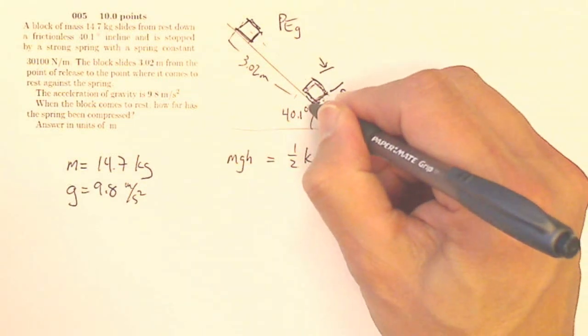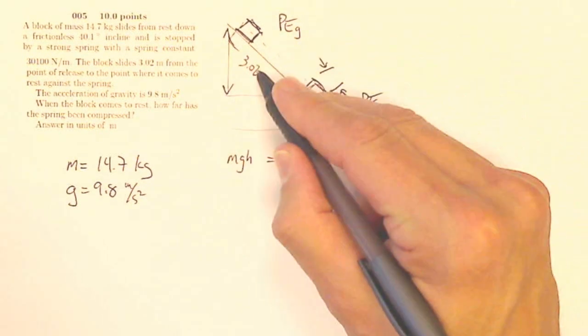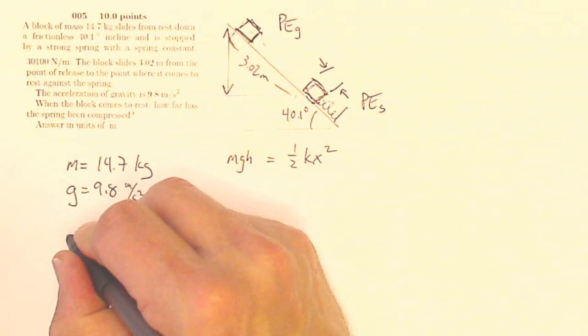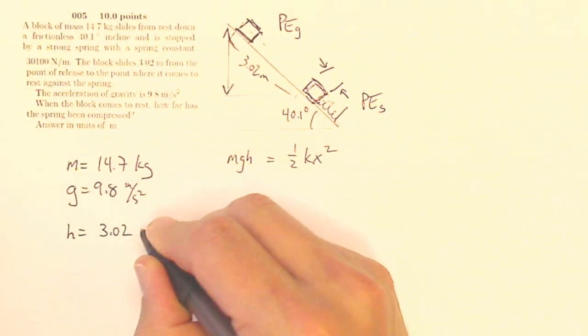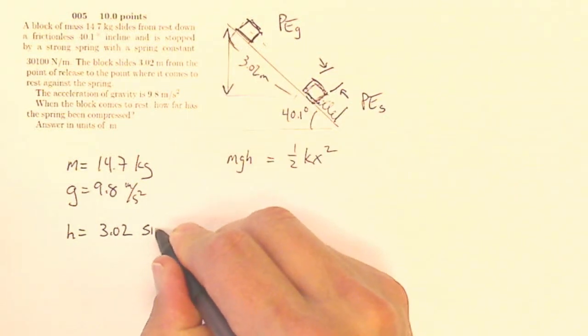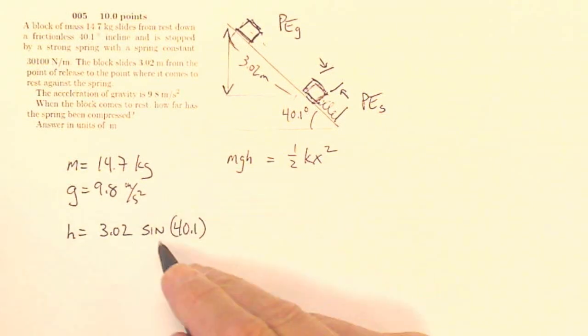My height is going to be how much this height is up here. So my height is going to be this component of 3.02 meters. So my height is going to be 3.02 times, let's see, that's 40.1 degrees. That's the opposite, so that is the sine of 40.1 degrees. That's going to be my height that it changes.